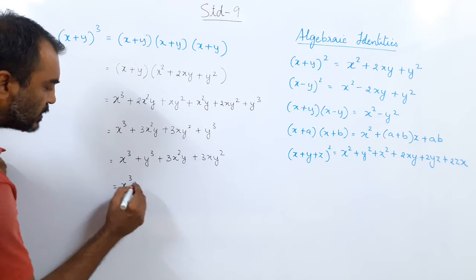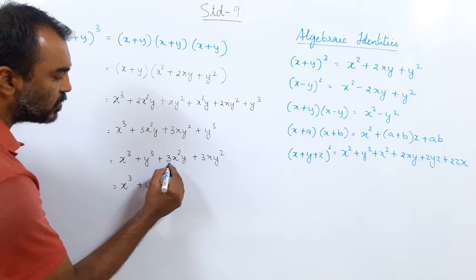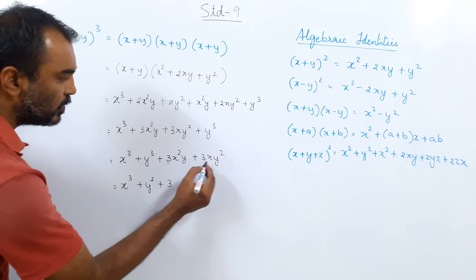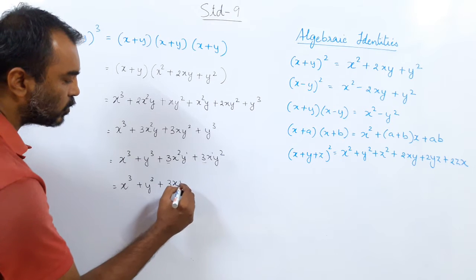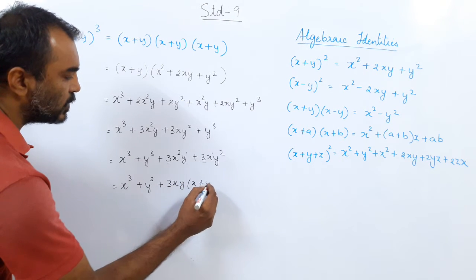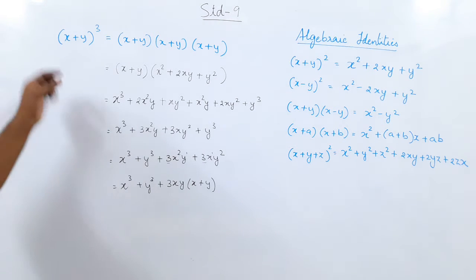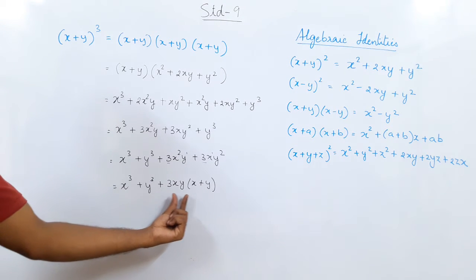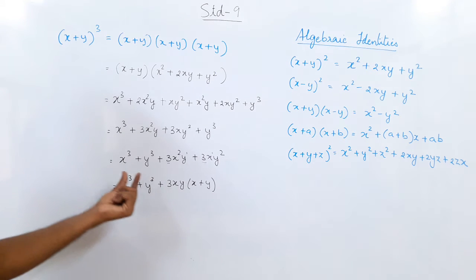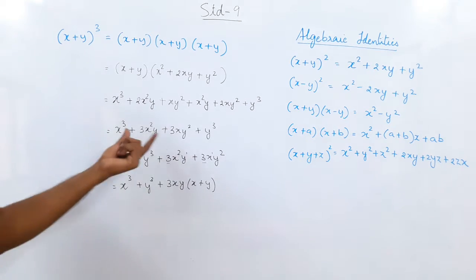One more way to write it is x cube plus y cube, and in both these terms the 3 comes out common. The smaller power is 1, so 1x comes out common. The smallest power is y, so 1y comes out common: x plus y. So we have got x plus y the whole cube as x cube plus y cube plus 3xy into bracket x plus y, or x cube plus y cube plus 3x square y plus 3xy squared, or like this.